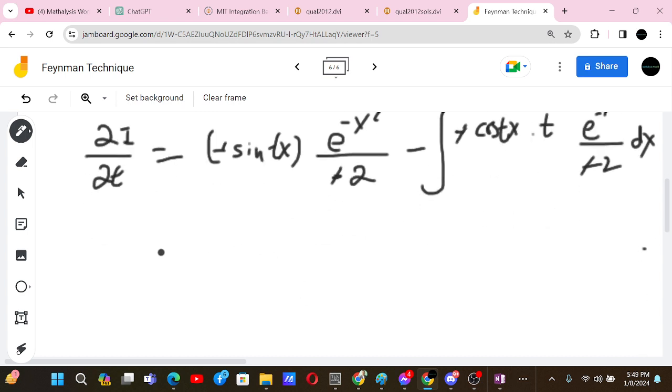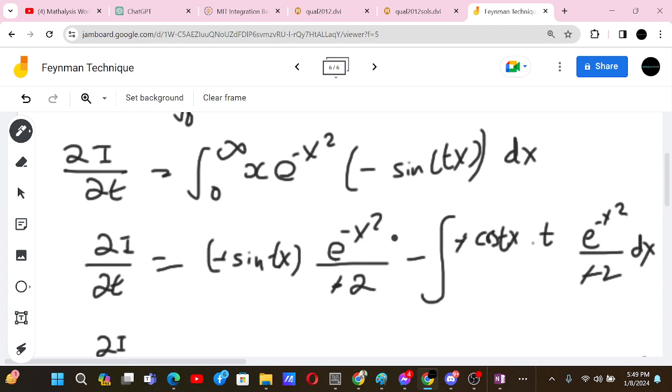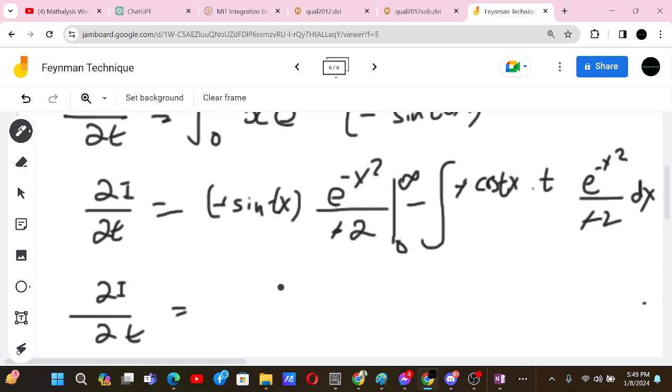Then we will have dI by dt, and now this is going from 0 to infinity. At infinity we will have e to the power minus infinity, which makes it 0. At 0 we will have sine 0, which makes it 0. At 0 the cosine is just 1, it's just lying between minus 1 and 1, so there's no problem. Both cases will go to 0. You can just take the limit if you are not sure.